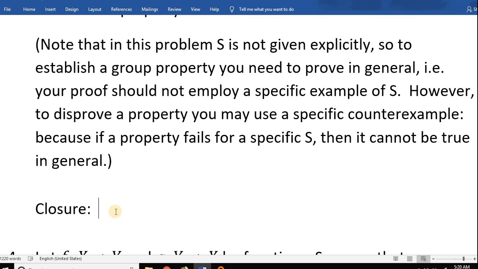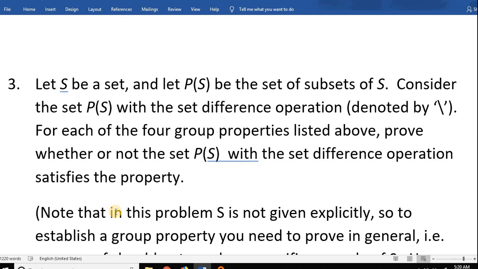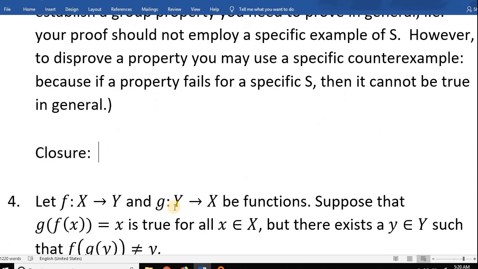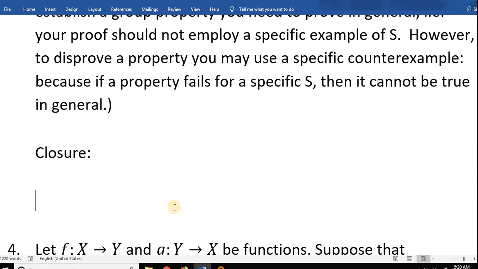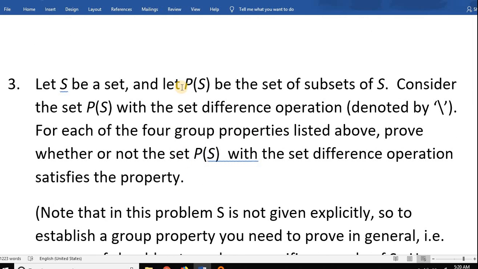What does closure mean? Closure means that if we've got 2 things, then the operation is also there. So let's do this. Now, it means given any 2 elements of my set. Now notice that the set I'm working with is P of S. Right? This operation is an operation on P of S, not on S. So sets within S are my group elements. Okay? Group elements are sets now, not elements of S, but subsets of S.